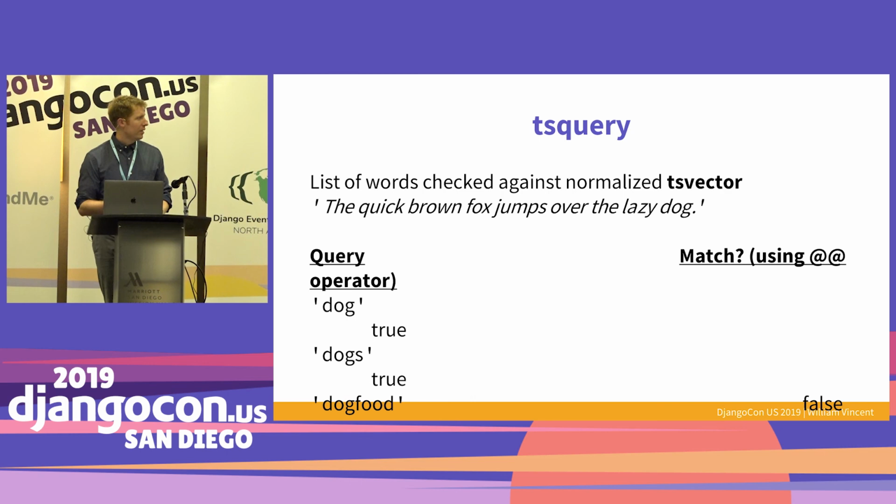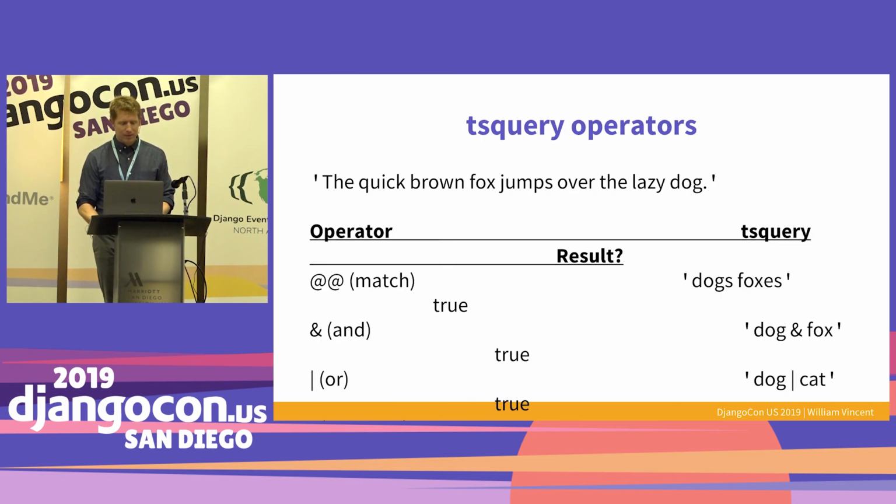So there's a lot that you get out of the box, and then you also need to customize these things over time. And then there's 4 default operators. So you're pretty much always going to use a match. So if you had dogs and foxes, that would result to true. You can have ands, ors, or even negations.